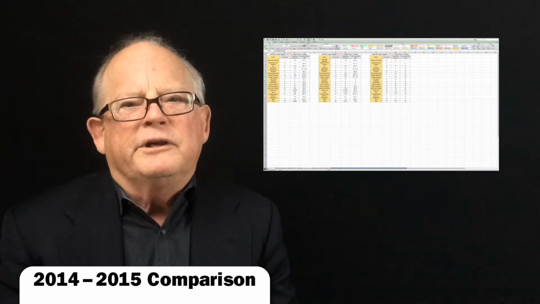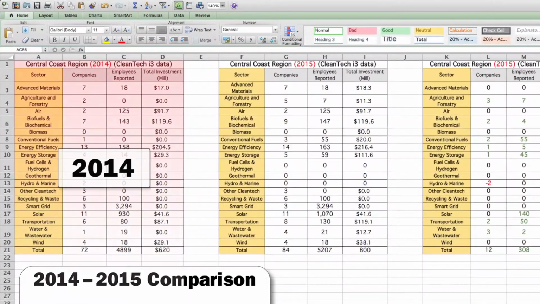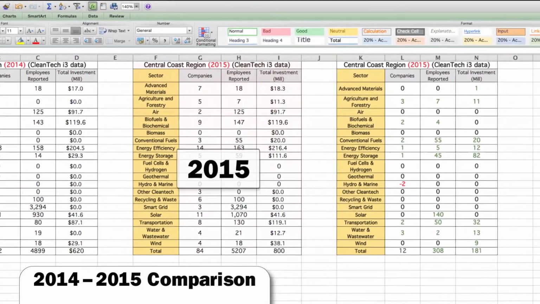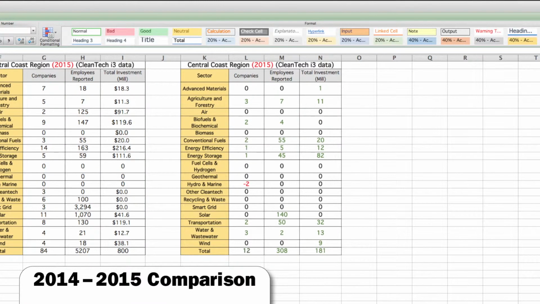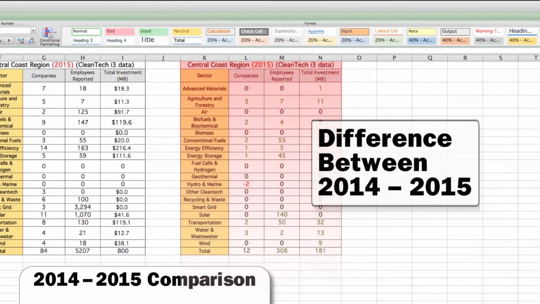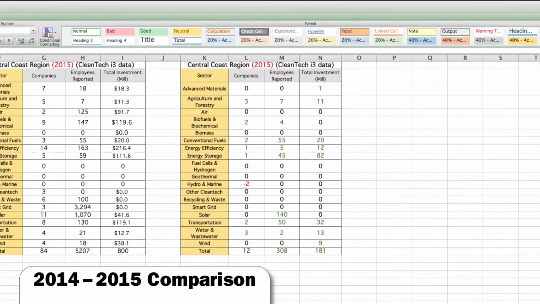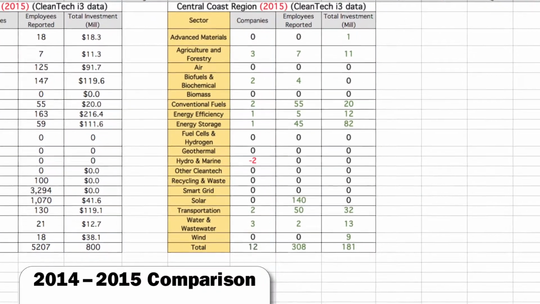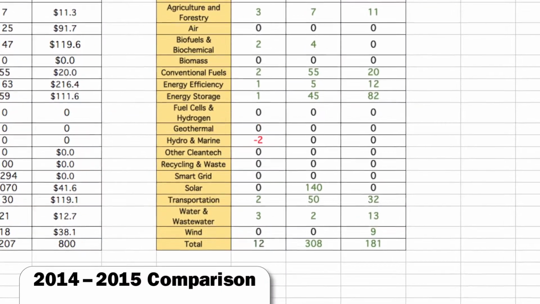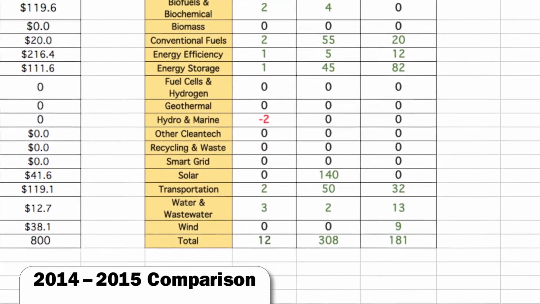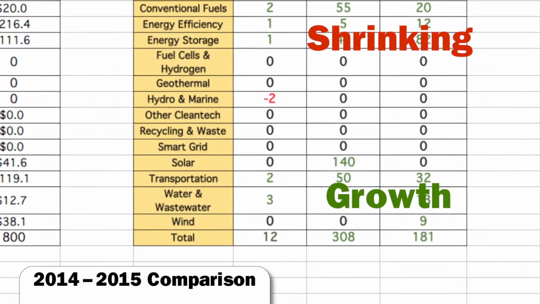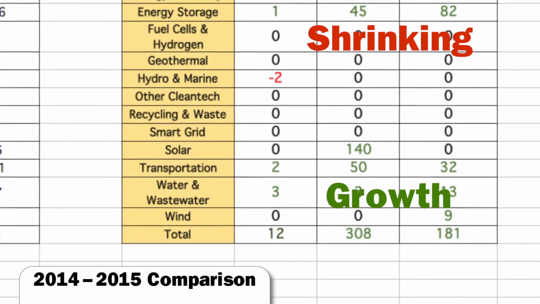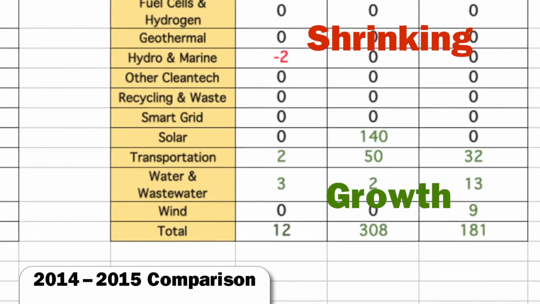What you see here are 3 tables. The table on the left is data for clean technologies for 2014. The table in the middle is clean technologies for 2015, the same data. And the table on the far right shows the difference between 2015 and 2014. The important thing, and this is where the gold is, it shows you which of these sectors are growing, which companies are being added, which are shrinking, which are putting on employees, and which are getting more money. The coding that shows you that is the color of the number. The green numbers are where the growth is, the red numbers are where it's shrinking.